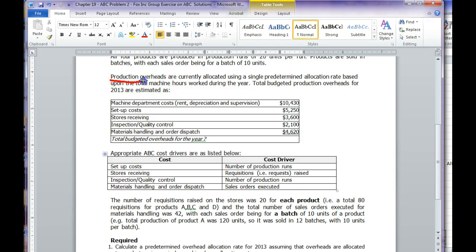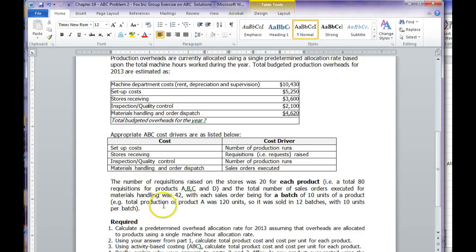Other thing that's important here, and they always set you up like this, they're currently allocating using a single predetermined allocation rate based on machine hours. That means currently all these costs are just being divided by the number of machine hours and then allocated accordingly. What they want to do, their goal of this problem, is to switch from the single driver to your ABC, which should be more effective in tracking your costs. It's just more accurate, you can have better price points, easier to quality control. It's just so much better in every other way, although it is a bigger spreadsheet.